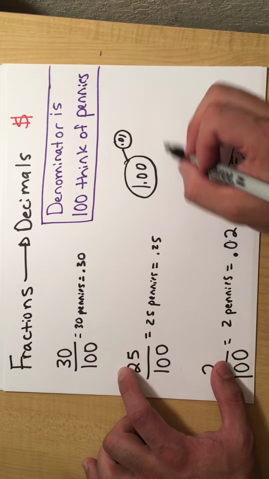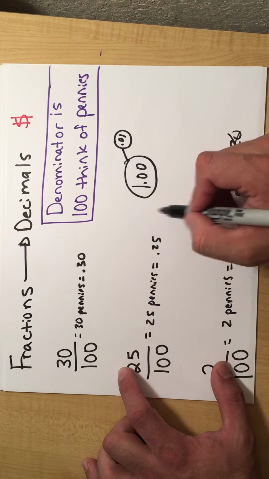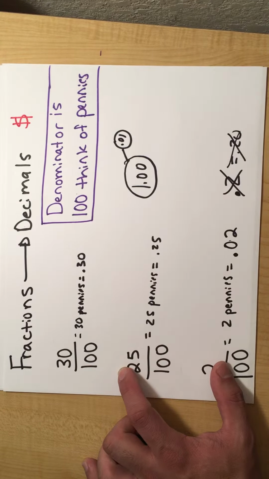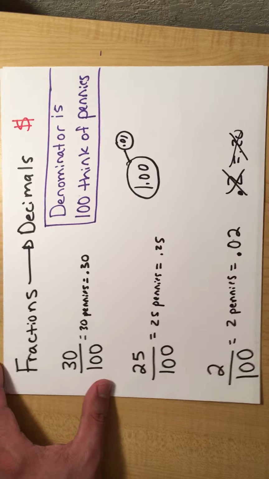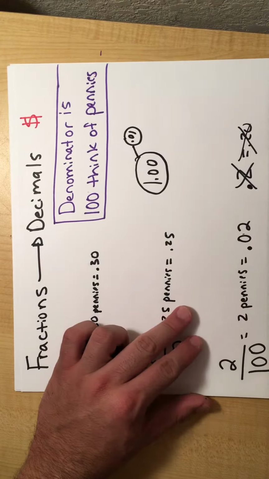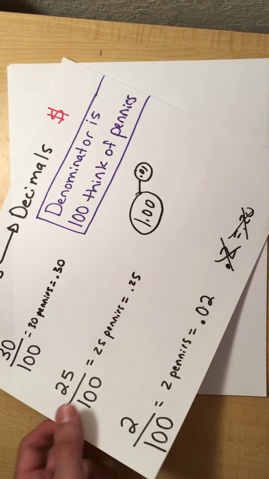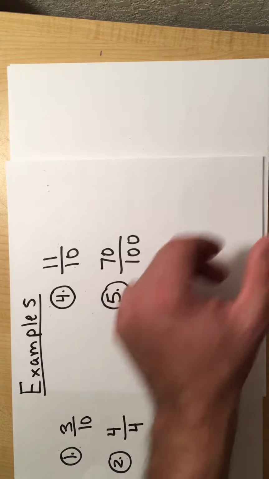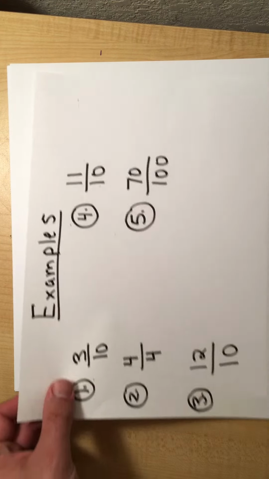You guys, on your own time, could draw 100 of them and put a cent in each, and play around. But yeah, I hope this is making sense to you. So far we've covered 3 fractions that we could tie to money. If the denominator is 4, we're going to think of quarters. If the denominator is 10, we're going to think of dimes. If the denominator is 100, we're going to think of pennies.